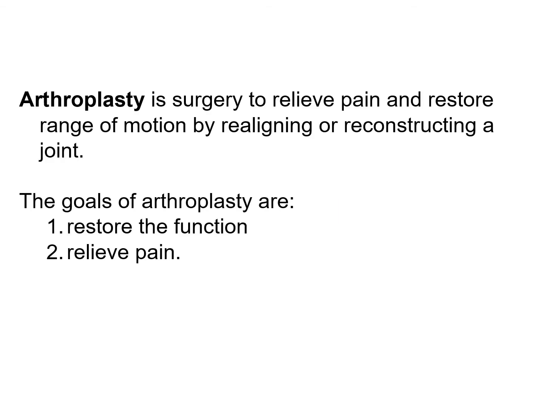So let's take an example of how we can look at equilibrium and use the idea of biomechanics in rehabilitation. So let's look at somebody that had a knee surgery. We call it arthroplasty, a kind of joint surgery, but it's usually surgery to relieve pain and restore range of motion. We look at either replacing or realigning the joint structure itself. So the goals of these are to restore function and relieve pain.